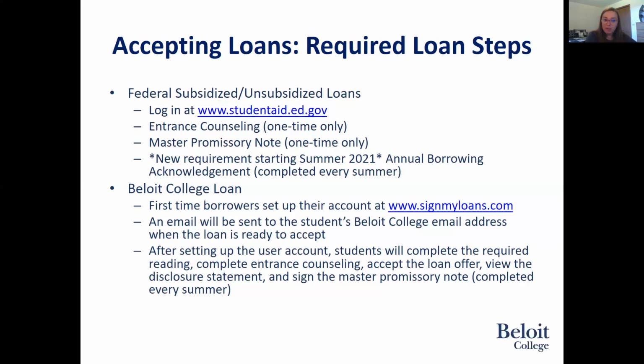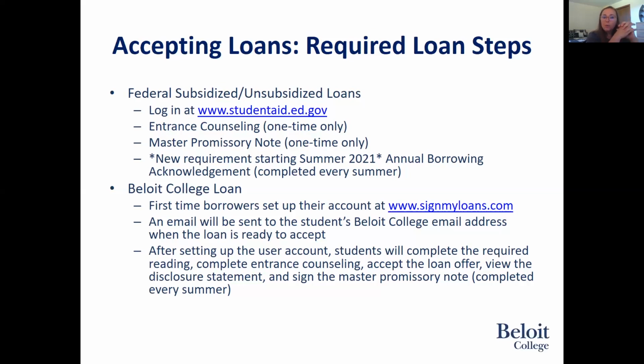Starting next summer, there will be an annual requirement to re-accept your loans every summer. It was supposed to be implemented this summer, but the feds dropped it because of the global pandemic. There was just too much going on. They decided to postpone the requirement until next summer.